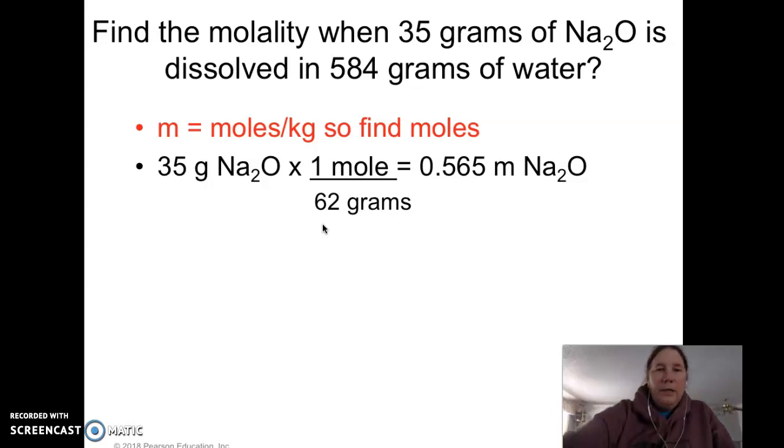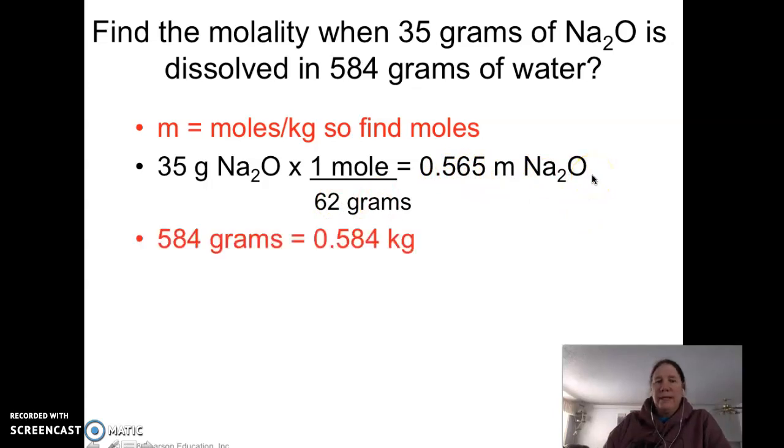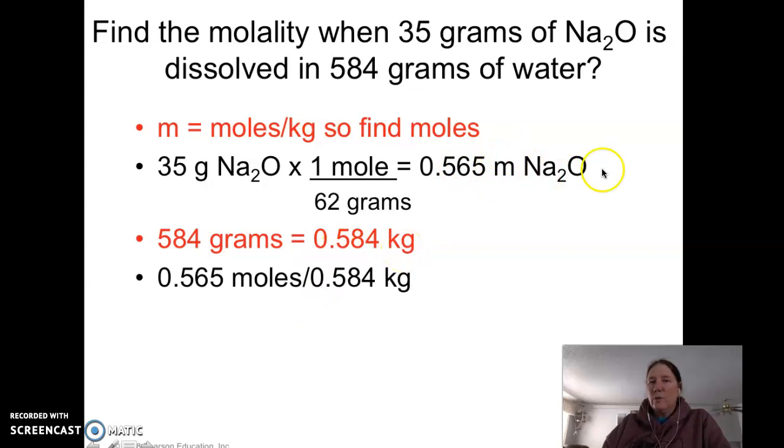Toys. Okay, so 35 divided by 62 gives you about 0.565 moles of sodium oxide. And again, we need kilograms. So if it's grams, move the decimal over 3, 0.584, and then just divide. Take your moles of sodium oxide and divide by your kilograms. And then you get little m. It's easy to tell the difference between big M and little m when you're typing, but I always make my little m with 3 lumps like a cursive because it's hard to tell the difference.